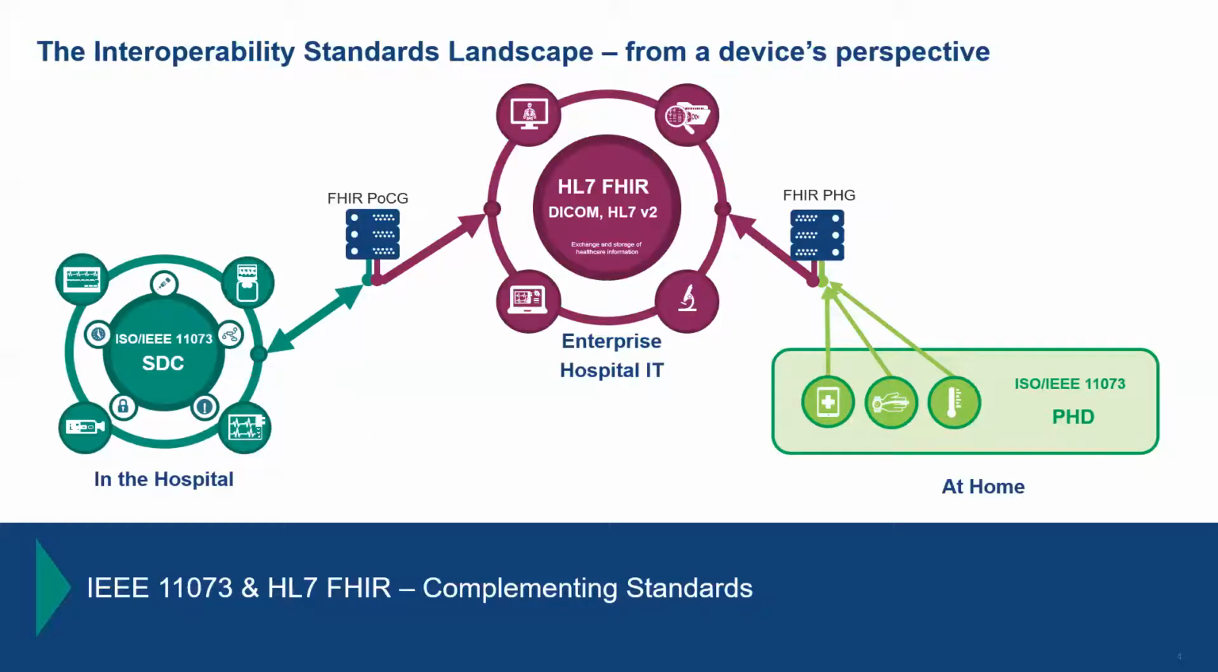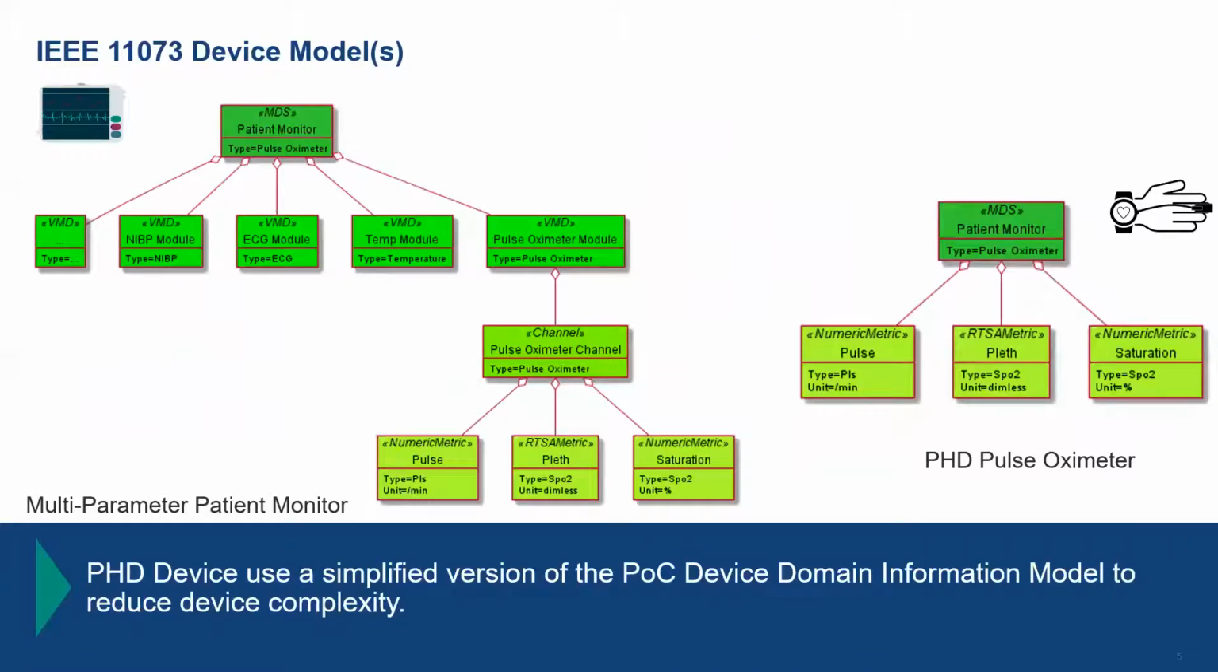What we want to do now is have a look at how the information coming from the devices is modeled. On the left-hand side, we have the multi-parameter patient monitor that is used in the hospital, and you can see here that it's actually a 4-layer model.